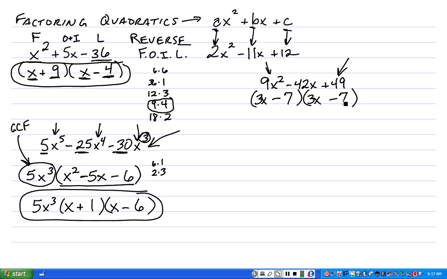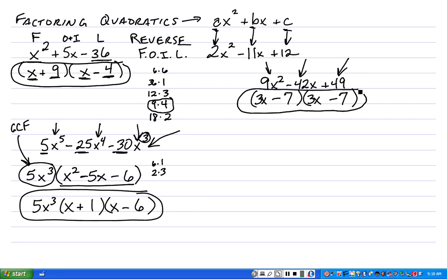This is my answer, but I want to double check to see that it's right. So I look, first times first, it does give me the first. Last, negative 7, times last, negative 7, does give me the last, which is a positive 49. Then I do the outside, negative 21x, and inside is a negative 21x. If you combine a negative 21x on the inside with a negative 21x on the outside, you do end up with a negative 42x in the middle. Okay, so this would indeed be your answer.